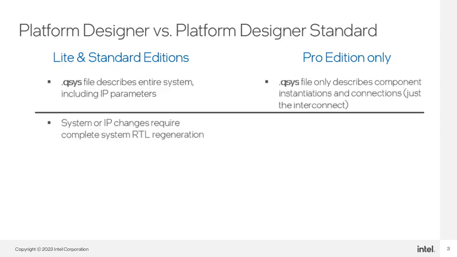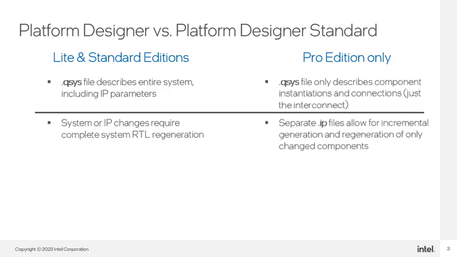In the Pro Edition, component information is stored in separate .ip files for each component. A .ip file is created for each unique parameterization of a component. So if multiple instances of the same component with the same parameterization are added to the system, only one .ip file is required. Component parameter changes that do not affect the interconnect design can be made in the .ip file, and new RTL code for just the changed component can be generated without regenerating the entire system.